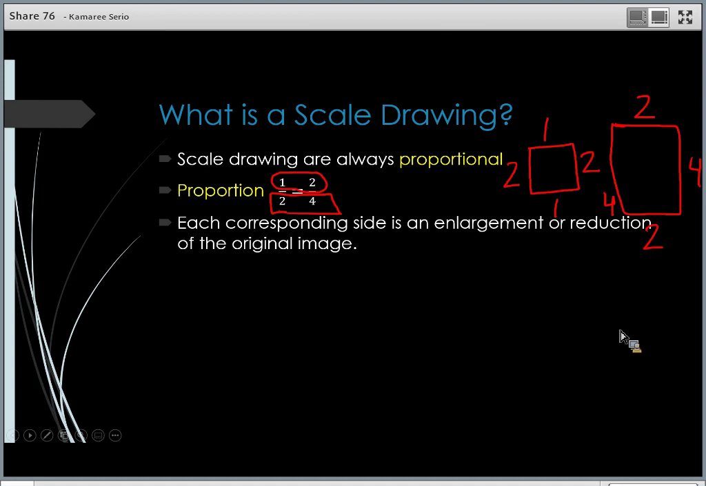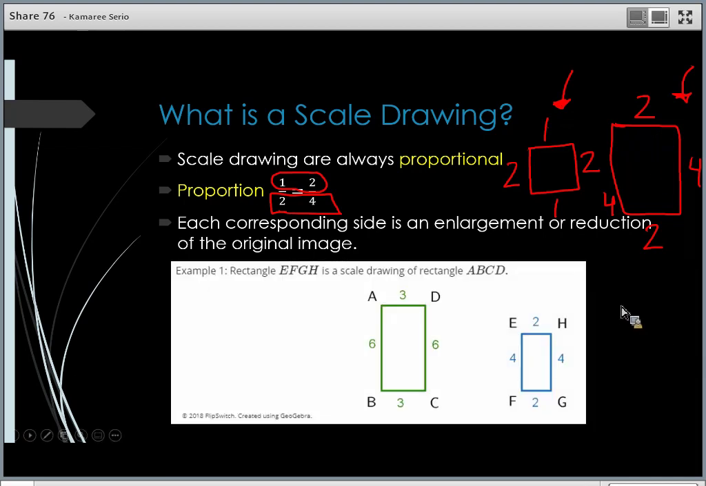So each corresponding side is an enlargement, meaning it gets bigger, or a reduction, meaning it gets smaller from the original. So this first rectangle that I drew would be the original, right? 1, 1, 2, 2. And then the new one I drew is an enlargement because it's getting bigger. Since 1 is up top here, this is the shorter side, that means this 2 up here is still the shorter side, it's just a little bit bigger.